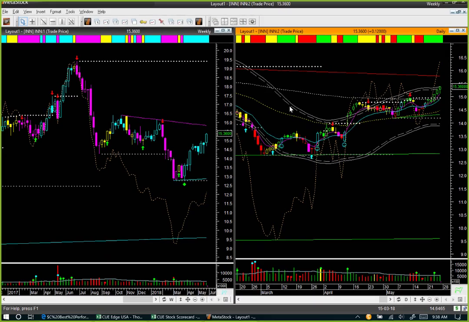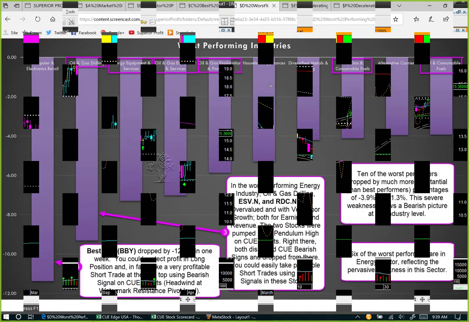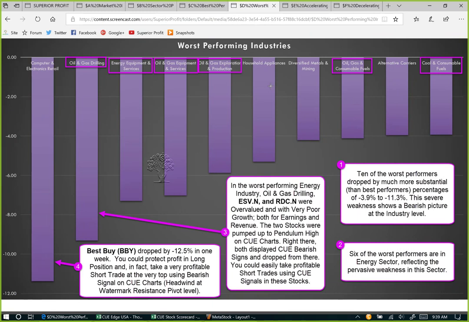I will not look at the two other real estate stocks that we had long position on. You may look at them and see that the Q signals on the weekly and daily charts are very nicely telling us what to do. From the best performing industries, let us now move to the worst performing industries. These are the 10 worst performing industries of this week.